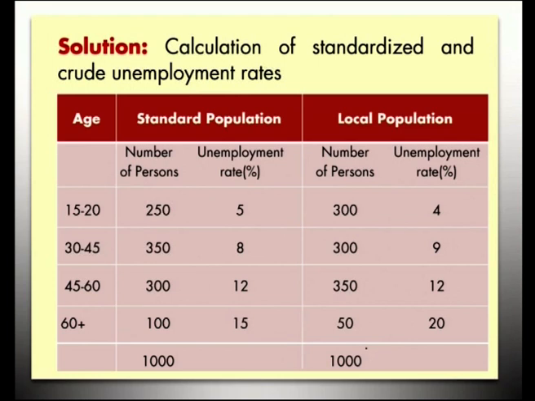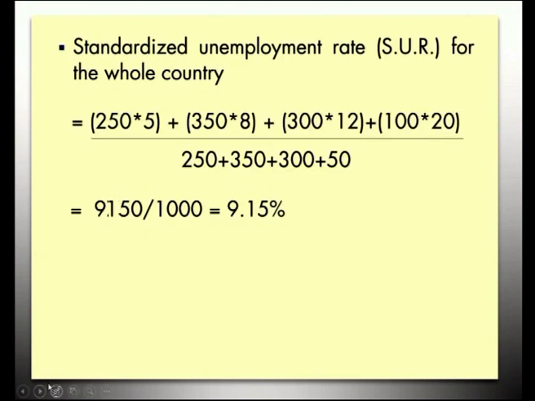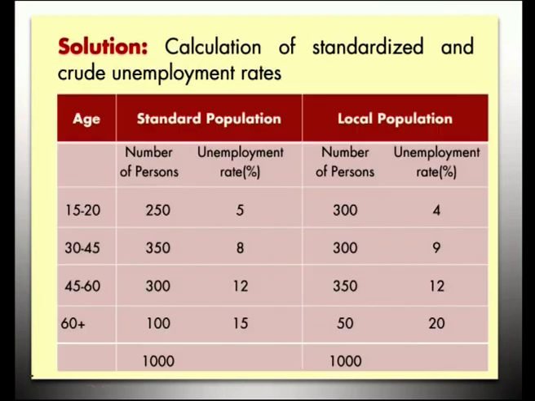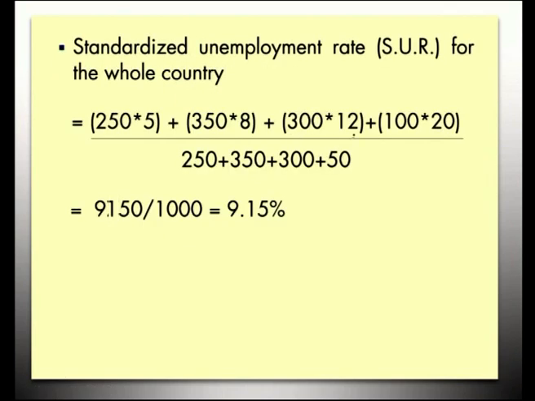Now, the standardized unemployment rate SUR for the whole country is just multiply 250 into 5 plus 350 into 8 plus 300 into 12 plus 100 into 20 divided by total of the population, that is 1000. 9150 divided by 1000 is equal to 9.15%.